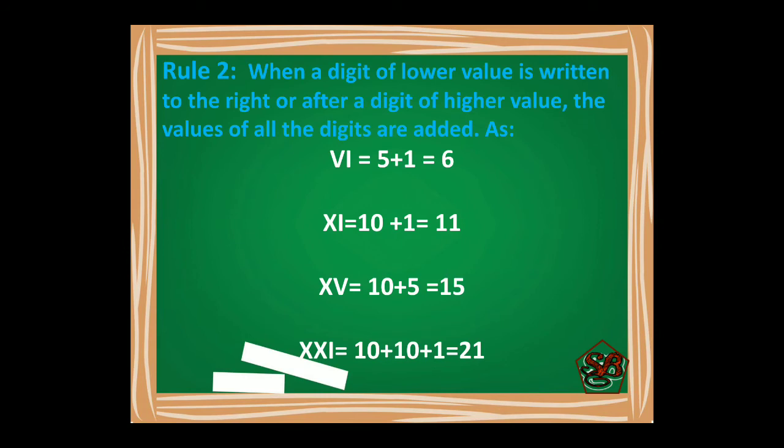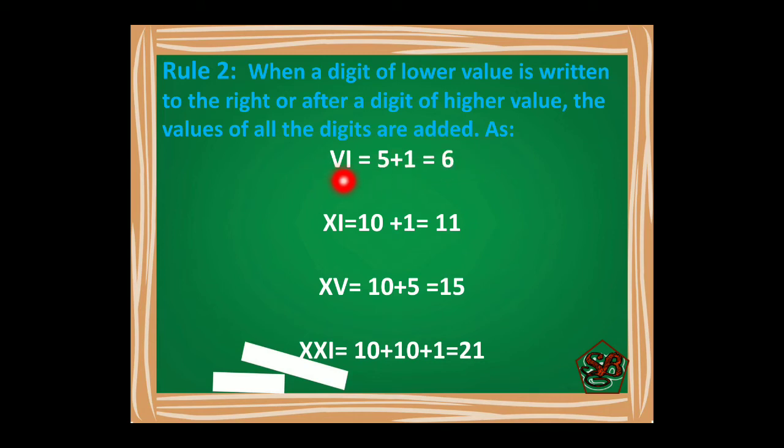Let's come to the second rule. When a digit of lower value is written to the right or after the digit of higher value, the values of all the digits are added.